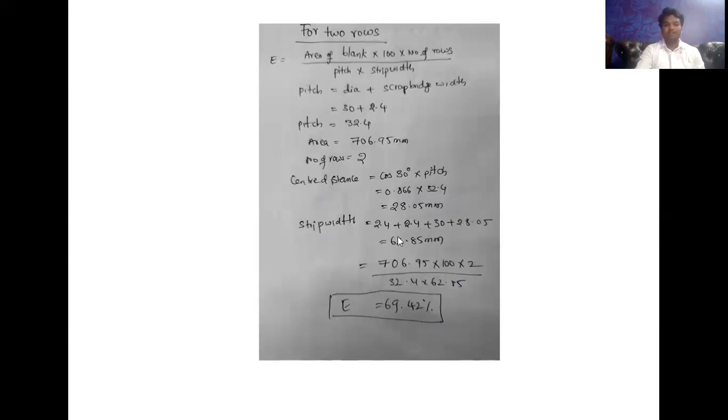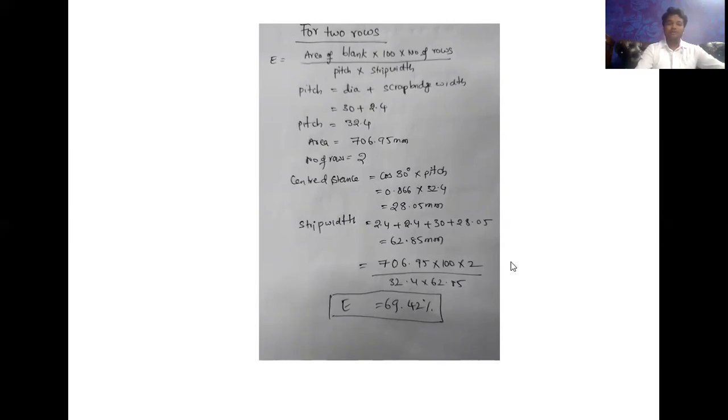Now strip width is 2.4 in front, 2.4 at the back, 30 one circle diameter, and another circle center to center circle is 28.05. So total strip width is 62.85 mm. So if we substitute this in this formula, we have economic factor as 69.42, where we have increased the economic factor from 62.